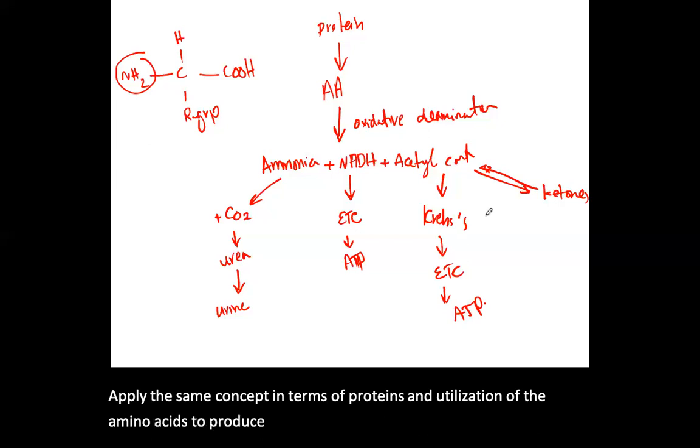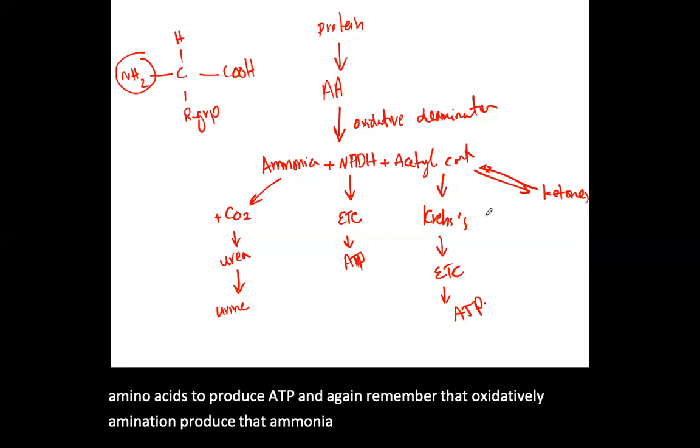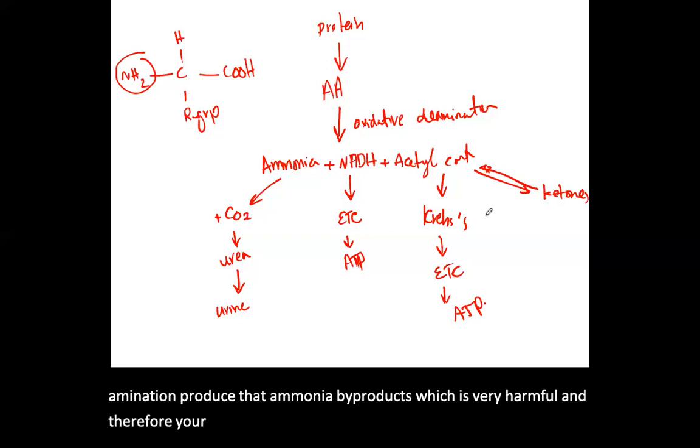And again, remember that oxidative deamination produces that ammonia byproduct, which is very harmful, and therefore your body converts that to urea by combining it with CO2.